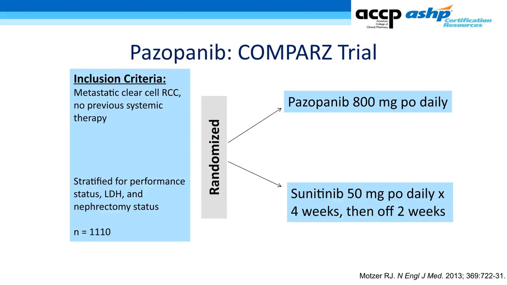Sunitinib has been compared to pazopanib in the first-line setting. This is the COMPARZ study. Again, metastatic clear cell renal cell carcinoma in the first-line setting. Pazopanib 800 once a day, standard dosing, or sunitinib 50 milligrams for 4 weeks and then 2 weeks off, standard dosing of sunitinib.